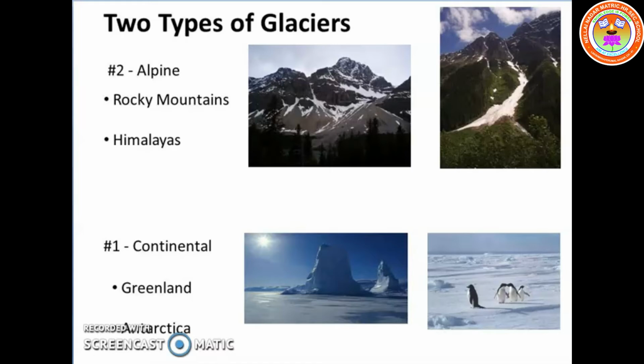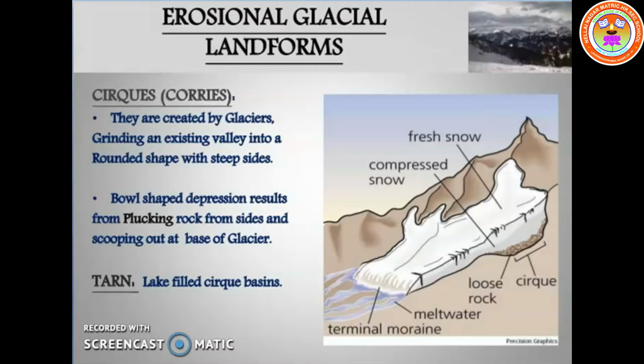The next one is erosional landform of glacier. Glaciers are powerful erosive agents. Some of the important erosional landforms of glacier are cirque, arete, Matterhorn, U-shaped valley, hanging valley, fjords. Most of these glacial features are predominantly seen in the countries like Switzerland, Norway, etc.